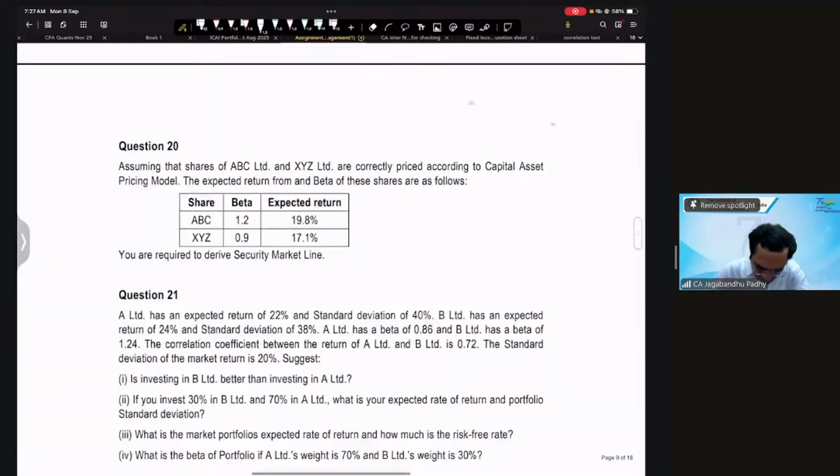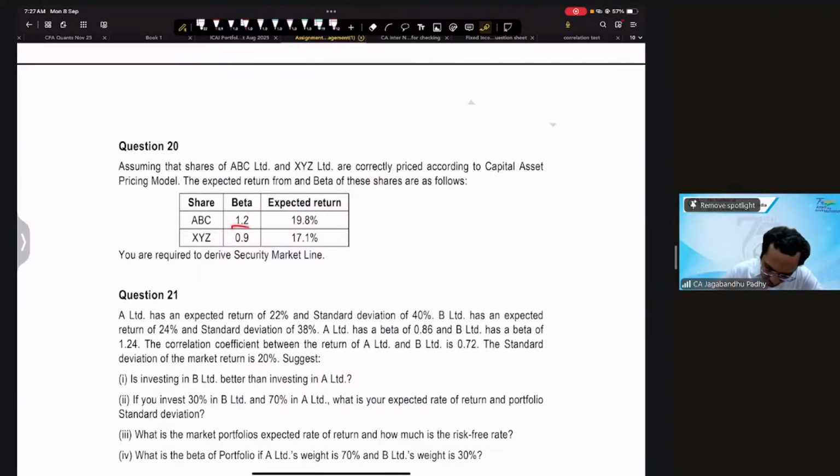Question number 20. Assuming that shares of ABC Limited and XYZ Limited are correctly priced according to the capital asset pricing model, the expected return and the beta of the shares are given. So we have the beta and the returns available to us. We have to derive the securities market line.